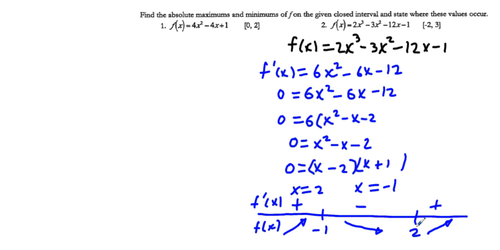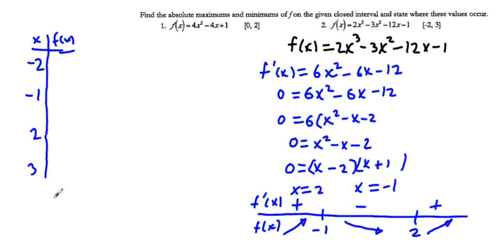So we have candidates. The one at -1 is a candidate for an absolute maximum, and the one at 2 is a candidate for an absolute minimum. Now we can construct what we call a candidate test, which is the one justification on the AP test. We list f of x and our candidates: our endpoints -2 and 3, and -1 and 2 from our test. If we test all of these, we will figure out what's going on.